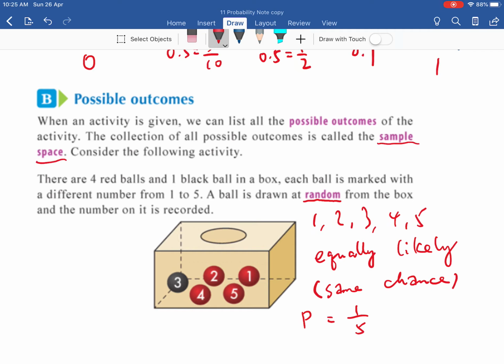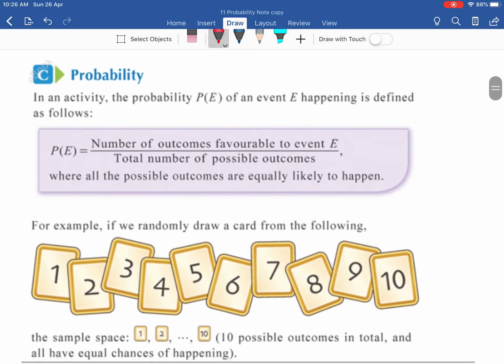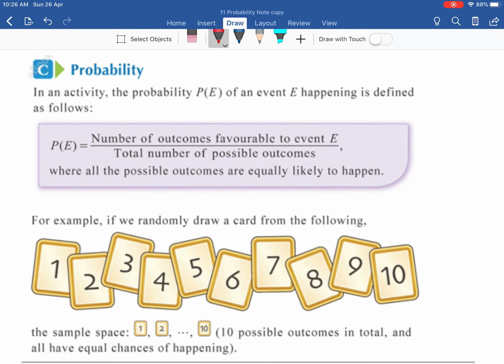And then what is sample space? That is all the samples. All the samples together are called the sample space. This is the sample space. And now we look at some more. So we go to the definition of probability.